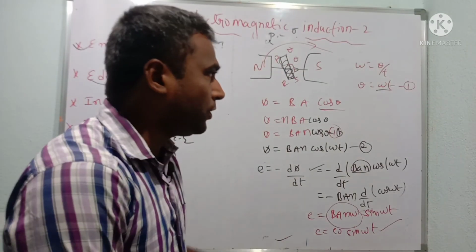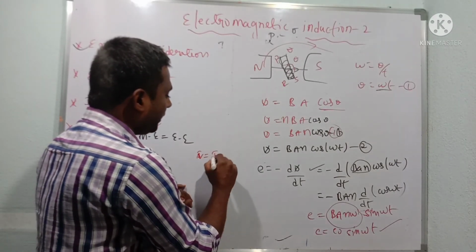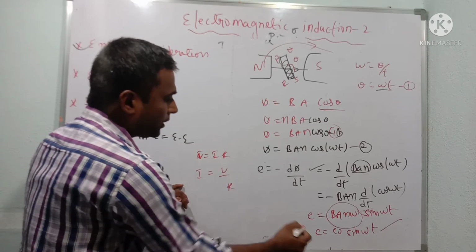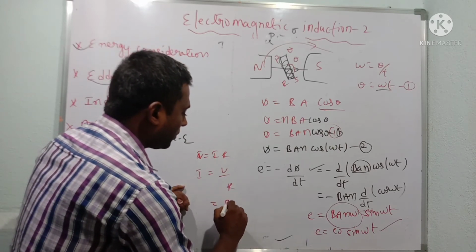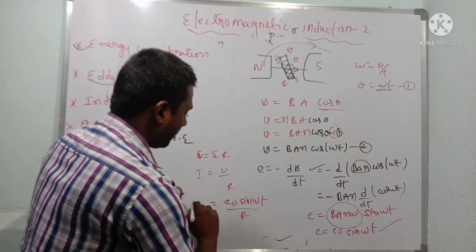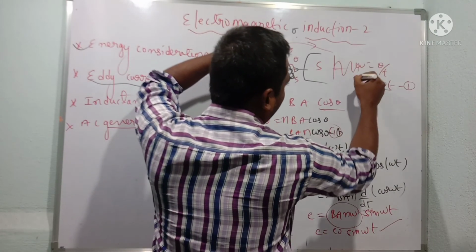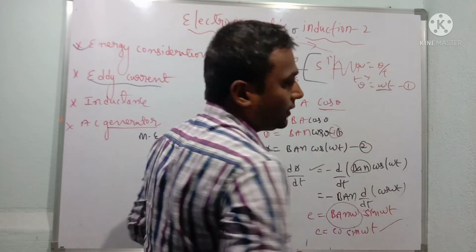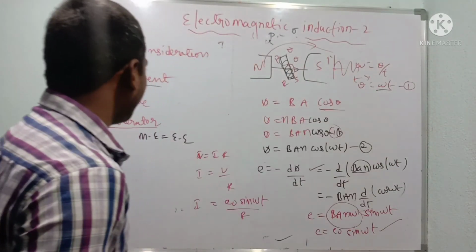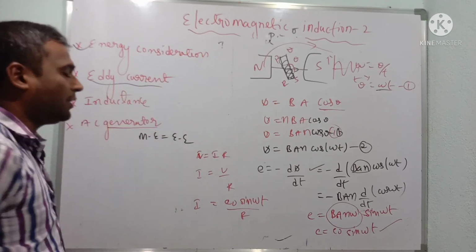Suppose they ask to find current in the numericals. We know that V is equal to I into R, so I is equal to V divided by R, where V is nothing but E, so I is E naught sin omega t divided by R. This is for current. It is going to generate AC current, meaning the current which changes direction in both positive and negative directions. So this is all about what we understood today: energy consideration, eddy current, inductance, AC generator.